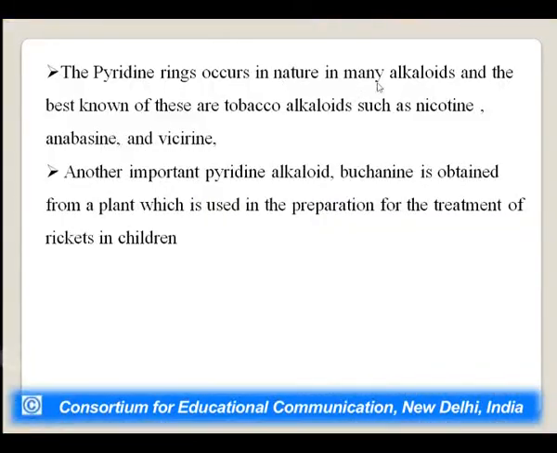The pyridyl methanol derivatives are vitamin B6, or pyridoxine, pyridoxamine and pyridoxal, all of which occur in combined form. The most important role of these substances in biological systems centers around transamination and decarboxylation reactions. The pyridine ring occurs in nature in many alkaloids, and the best known of these are tobacco alkaloids such as nicotine, anabasine and others. Another important pyridine alkaloid is obtained from a plant which is used in the treatment of rickets, which happens in children because of deficiency of vitamin D.